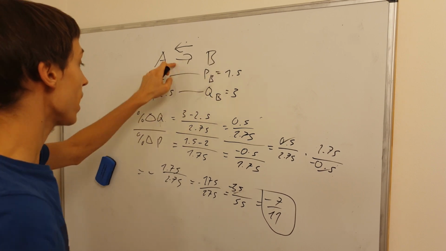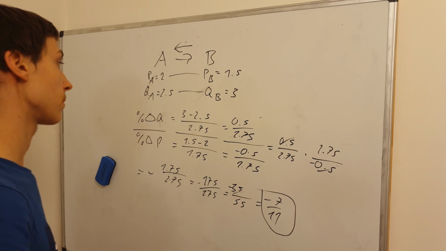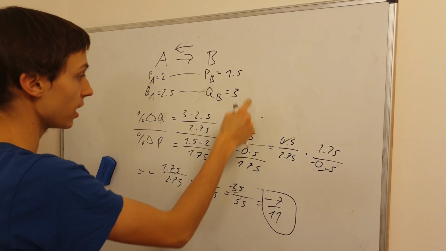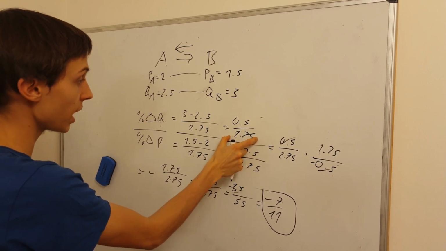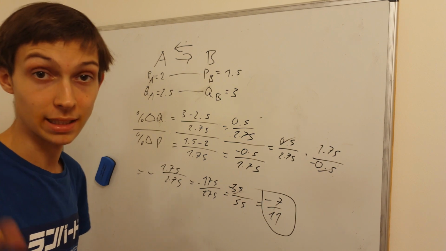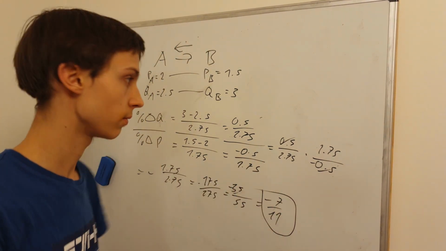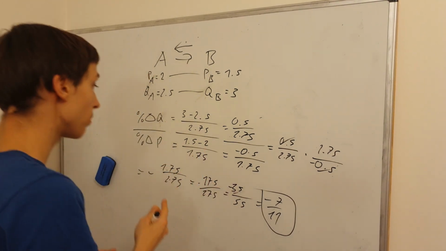Now, if we calculate it from B to A, the only difference will be that instead of this one being positive and this one negative, this one will be negative and this one positive up here. But the denominators will stay the same. This is the point. That is why from B to A and from A to B it stays the same result. This method of calculating price elasticity of demand is the midpoint method.